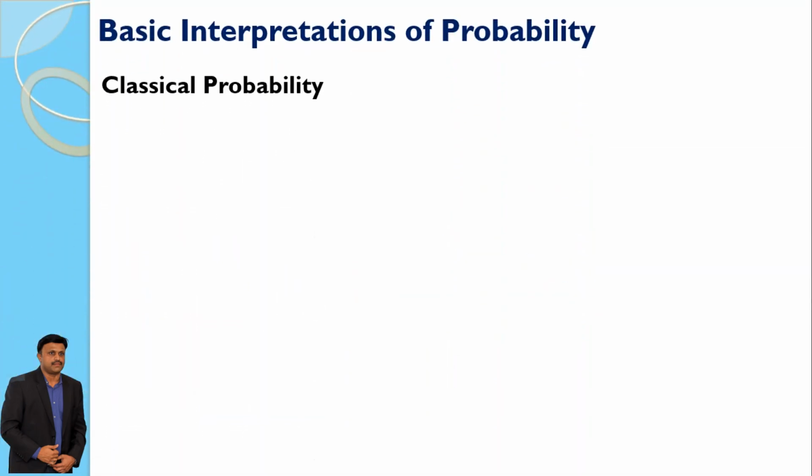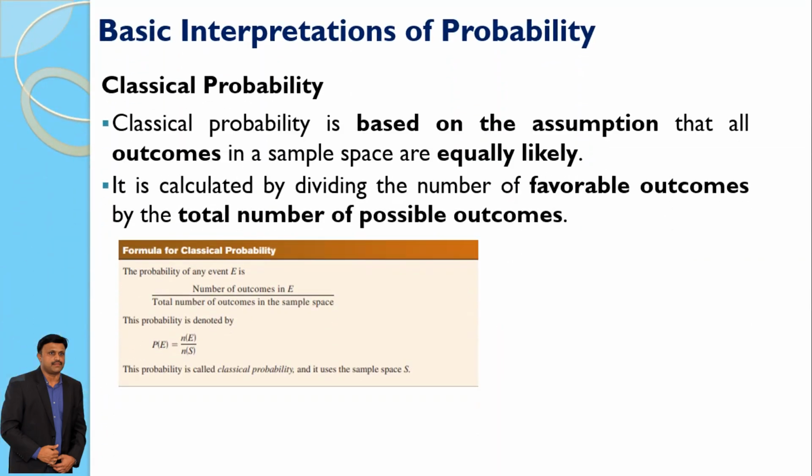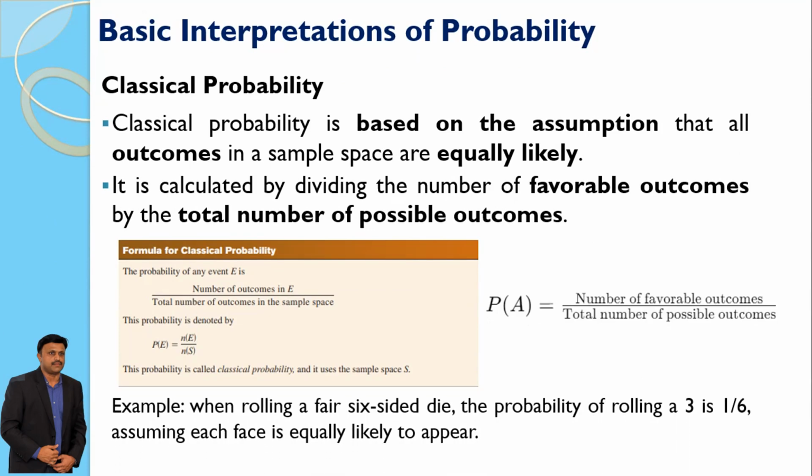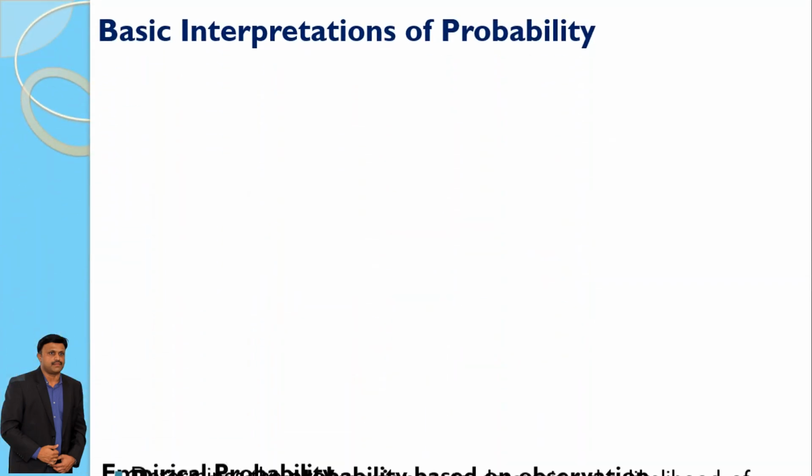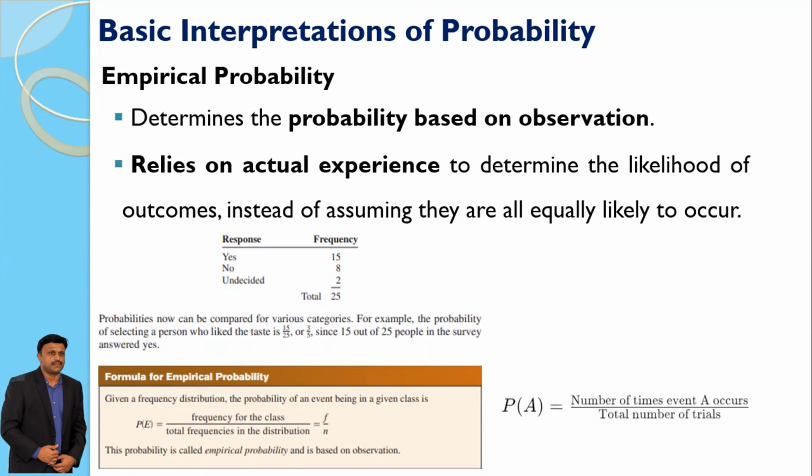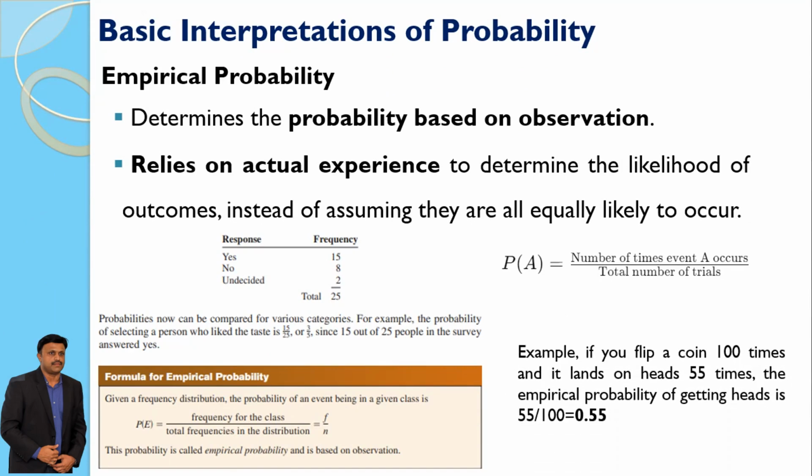Classical probability assumes all outcomes in a sample space are equally likely. It is calculated by dividing the number of favorable outcomes by the total number of possible outcomes. For example, rolling a fair 6-sided die has a probability of 1/6 for each face. Empirical probability is determined based on observation and actual experience. For example, if you flip a coin 100 times and it lands on heads 55 times, the empirical probability of getting heads is 0.55.